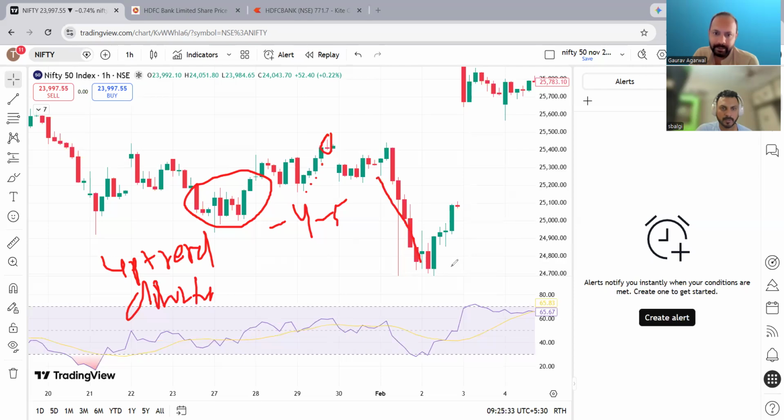See, like this, the trend is there, here also the trend is there, right? But here there is no trend, because it is mostly a kind of consolidation. Here also mostly consolidation. Here also mostly consolidation. But here the trend started.